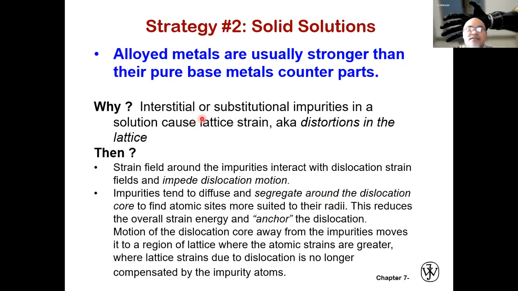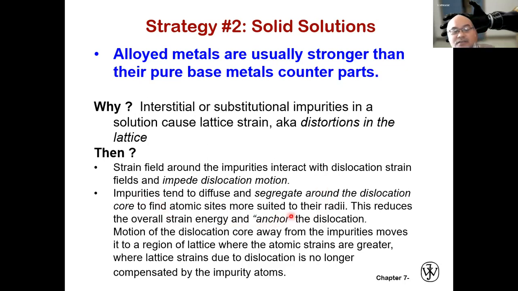So interstitial, why is that? Interstitial or substitutional impurities in a solution will cause lattice strain, also known as distortion in the lattice. Then the strain field around the impurities will interact with the dislocation strain fields and impede the dislocation motion. Impurities tend to diffuse and segregate around the dislocation core to find atomic sites more suited to their radii. This reduces the overall strain energy and anchors the dislocation. The dislocation is anchored. It means it cannot move anymore.